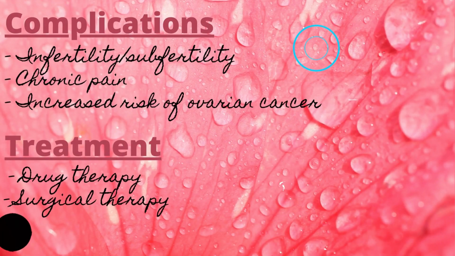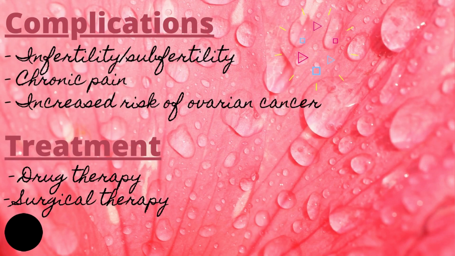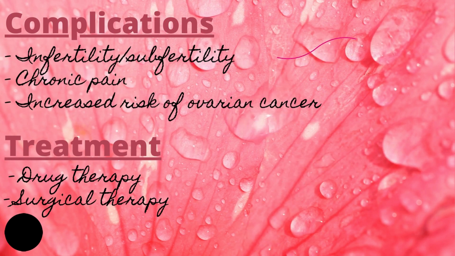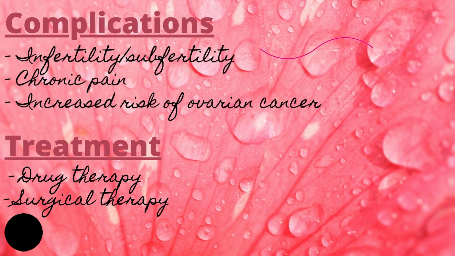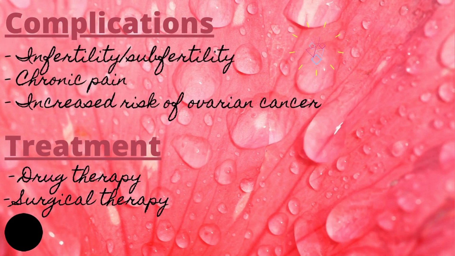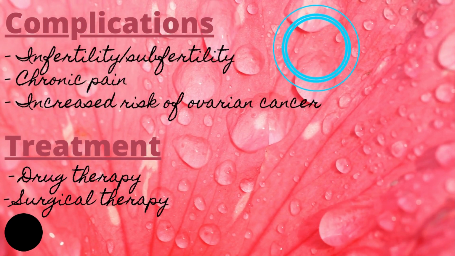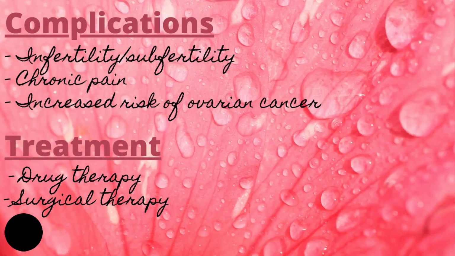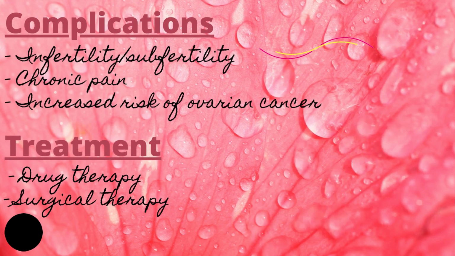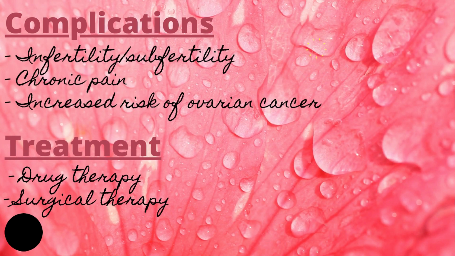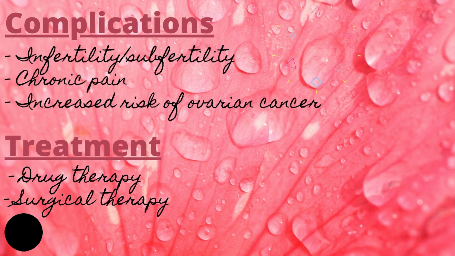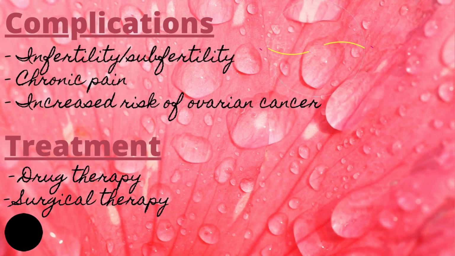Now let's talk about the complications of endometriosis. About 30 to 50% of patients with endometriosis become subfertile, which is probably due to the inflammation and scarring of the reproductive structures. Other complications include chronic pain, and if the endometriosis involves the ovaries, then there are mutations in certain genes like PTEN and ARID1A, which can increase the risk for ovarian carcinoma. So these were some common complications of endometriosis.